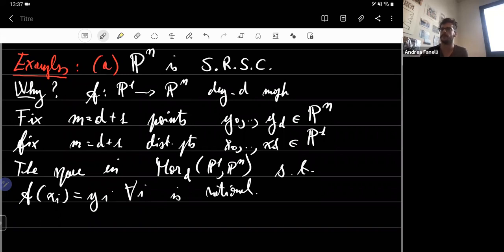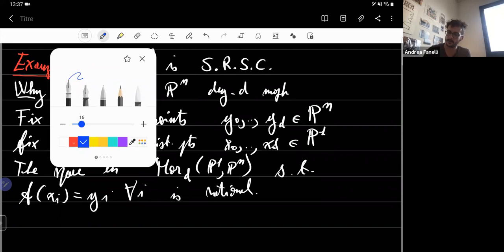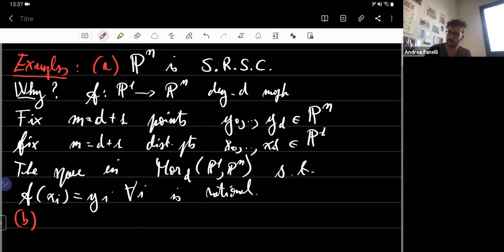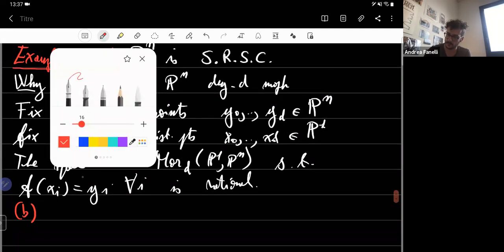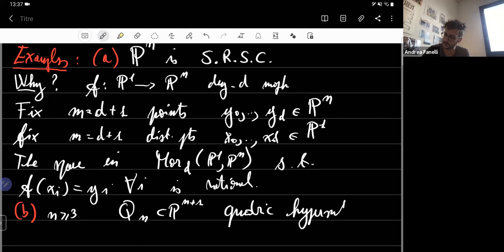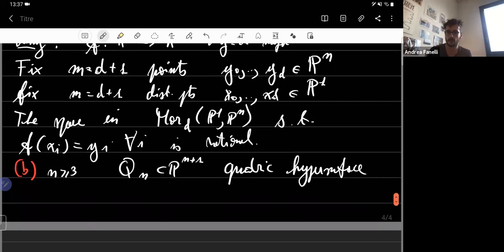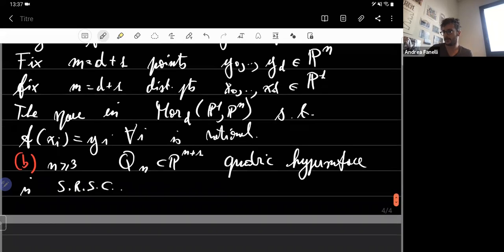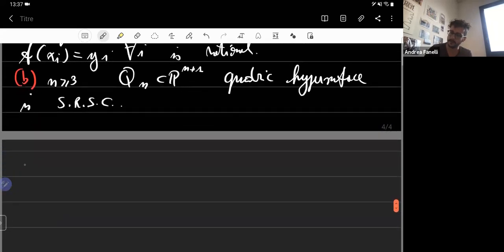So this is quite specific, of course, to P^n. And for the second case, one step further, still you can do it by hand. Let me fix, to be coherent with my assumption, n bigger or equal than 3, and you look at Q^n inside P^(n+1), a quadric hypersurface. I just fixed n bigger or equal than 3 because I'm taking the Picard rank to be 1. Also, this one is strongly rationally simply connected. You need to be a little bit more careful, but basically it's the same explicit strategy you apply for the projective space.